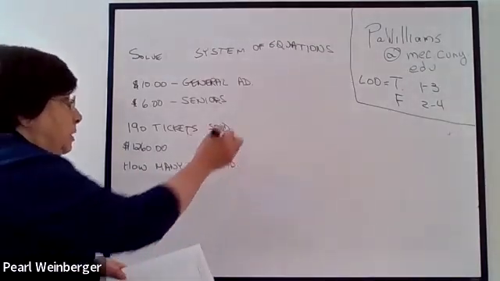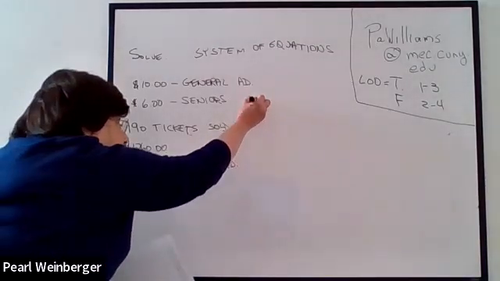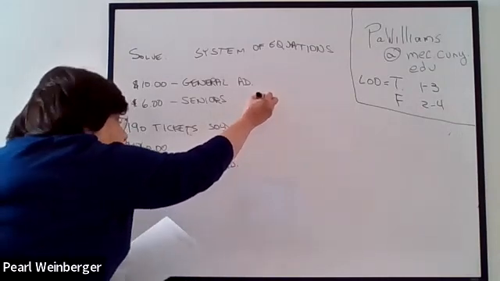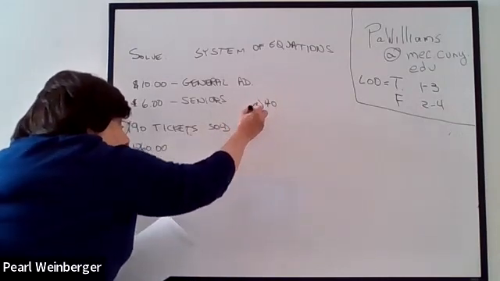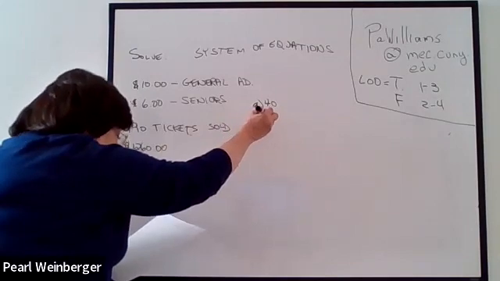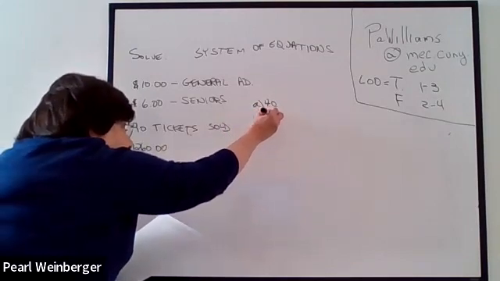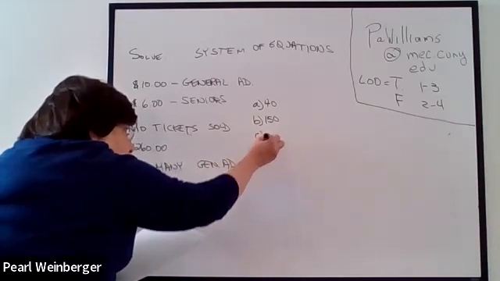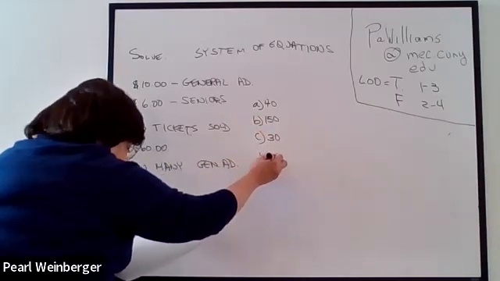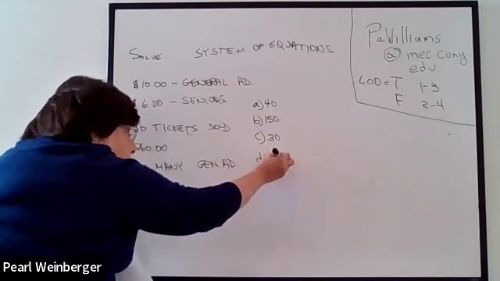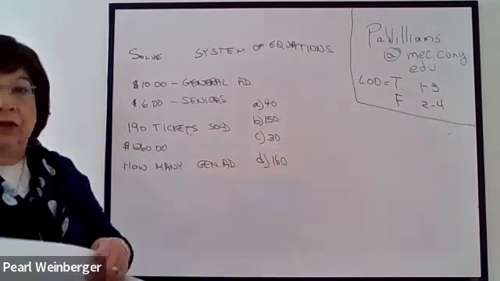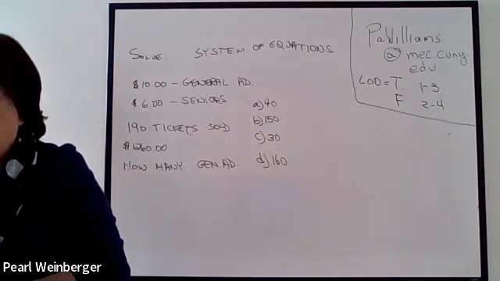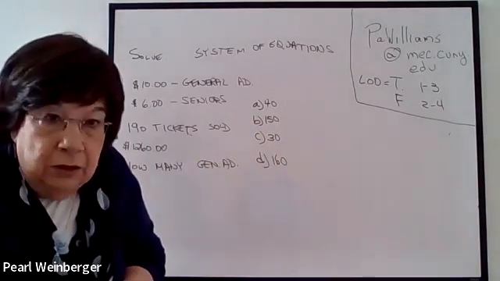I'll give you the answers that they gave. Choice A is 40. Choice B is 150. Choice C is 30. And choice D is 160. So let's see if you could come up with an answer A, B, C, or D.